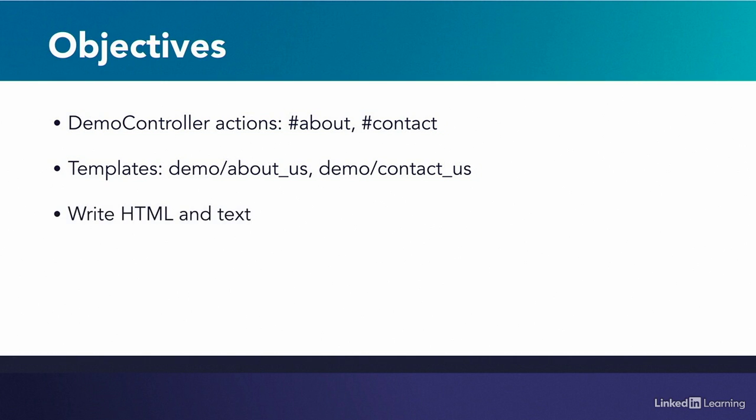You'll also want to write some HTML and text for those templates. There's some sample text in the exercise files that you can use, or you can be creative and write your own. You should also add links between those two pages. Use the link_to helper for your links. Once you're done, you should be able to fire up a web browser and click back and forth between these two new web pages. But we're not done.